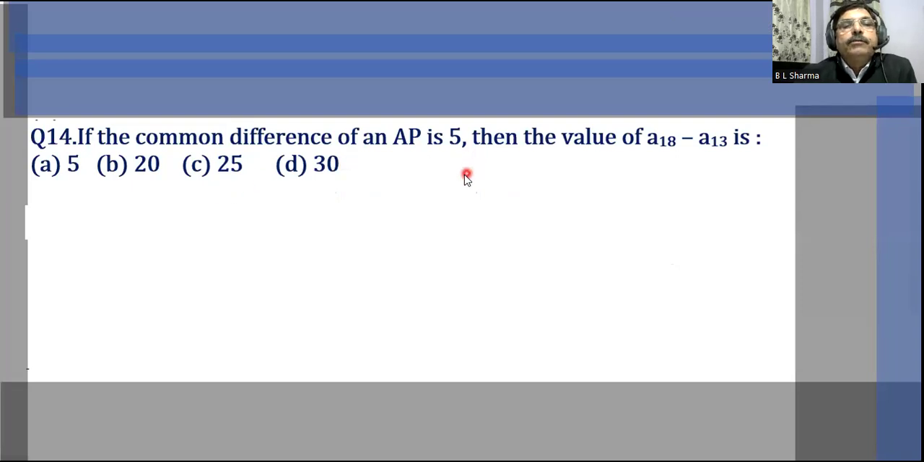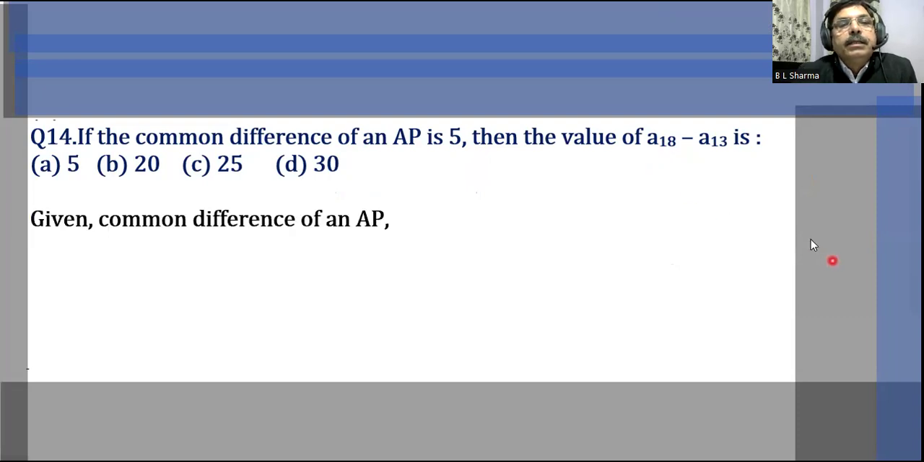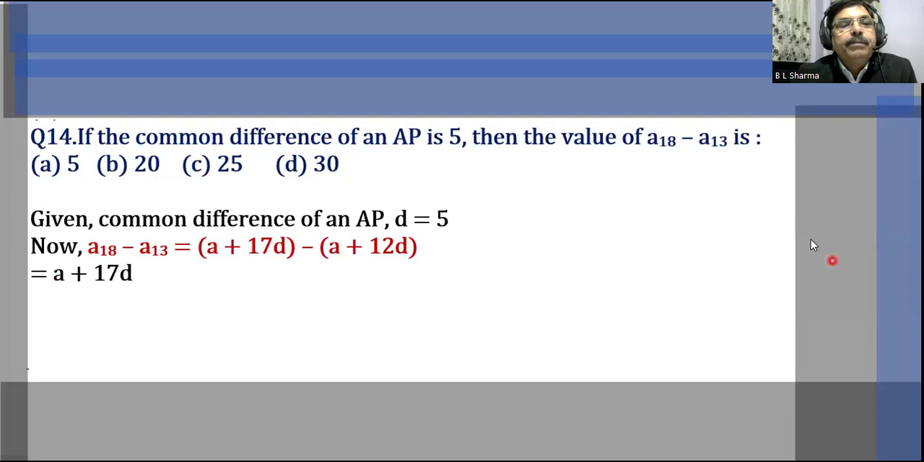If the common difference of an AP is 5, then what is the value of the 18th term minus the 13th term? What will be the difference of the 18th term and the 13th term of this AP? Common difference D is 5, it is given here. Using the nth term formula, that is equal to A plus 17D minus (A plus 12D). Opening, A plus 17D minus A minus 12D. This A and A cancel, 17D minus 12D, that is 5D.